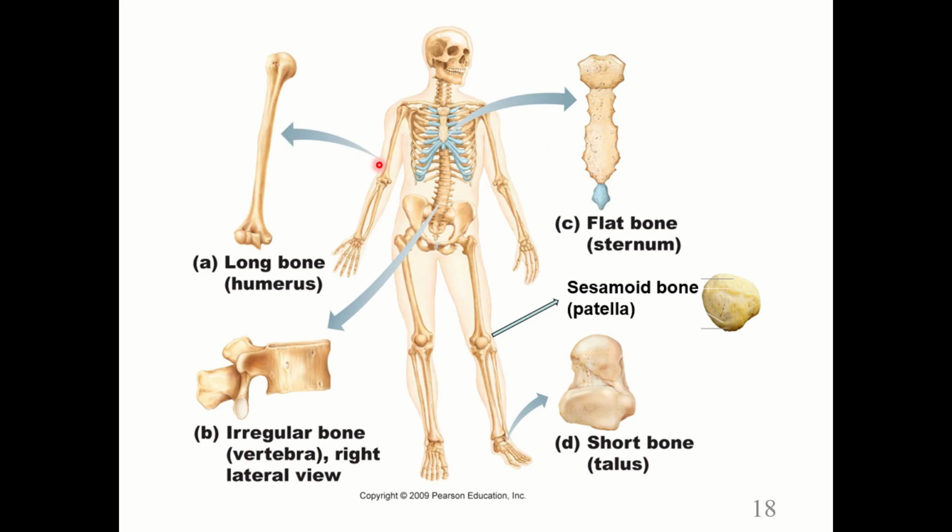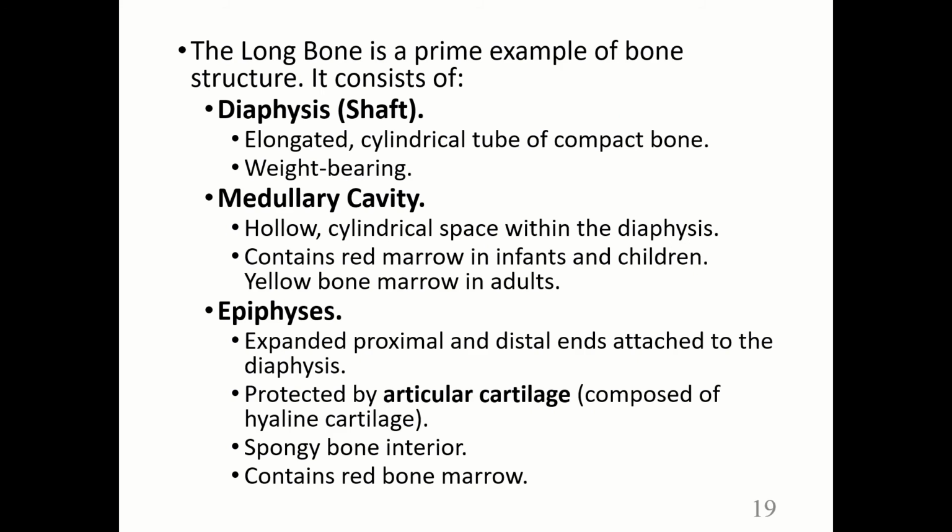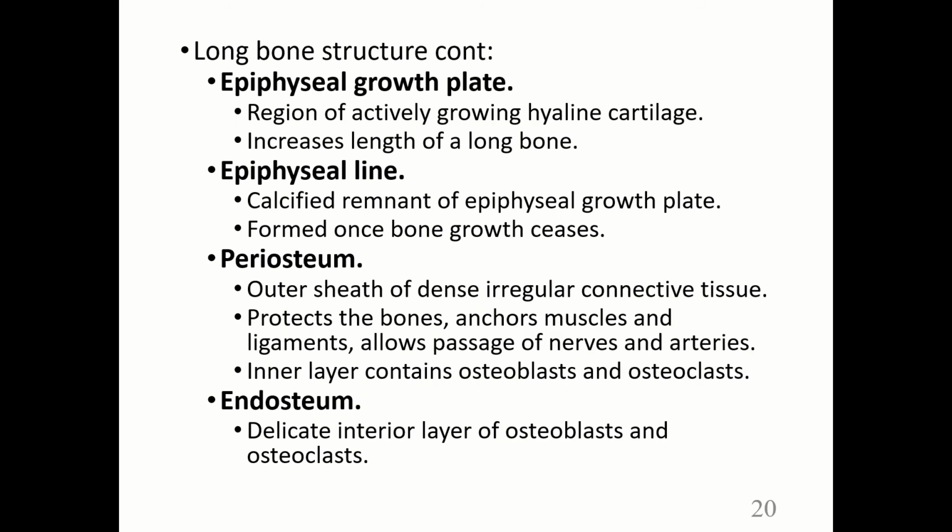Here's an example of a long bone in the humerus, an irregular bone, which is the lumbar vertebra here, a flat bone, like the sternum, a sesamoid bone, such as the patella, and a short bone, like the talus. The long bone is a prime example of bone structure. It consists of several structures that we're going to look at: the diaphysis or shaft, medullary cavity, the epiphyses, the epiphyseal growth plate, the epiphyseal line, the periosteum, and the endosteum.